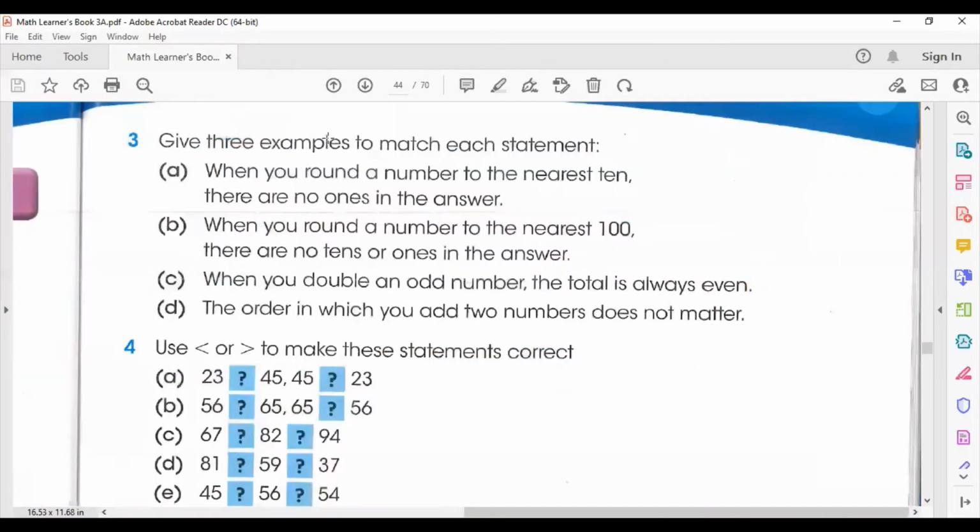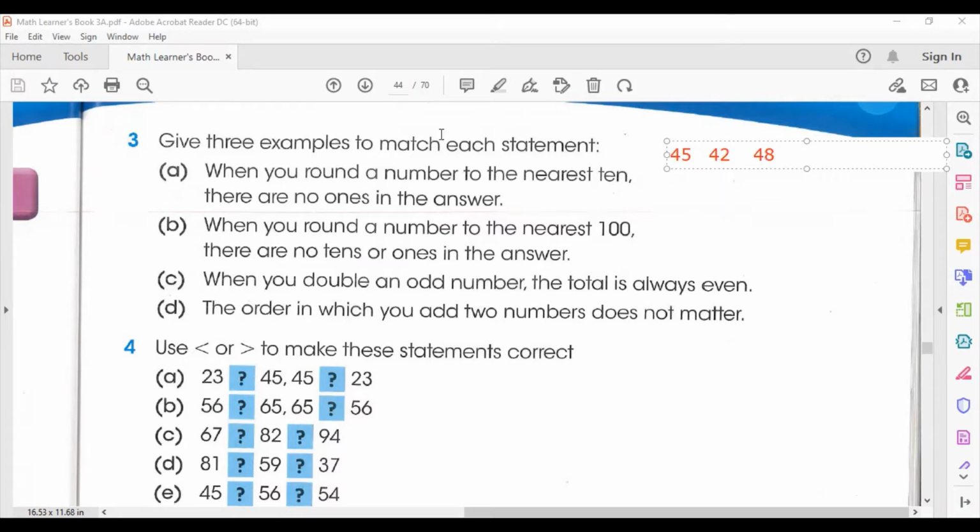Give 3 examples to match each statement. I just make one example. You can make it by yourself. When you round a number to the nearest 10, there are no ones in the answer. Obviously there are no ones. Why? I just write a number, 45. Okay, 42 and 48. Done.